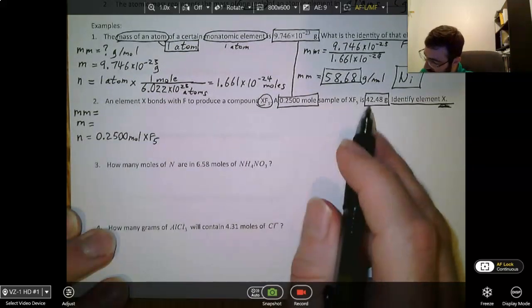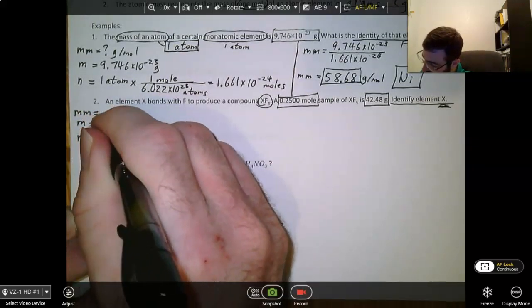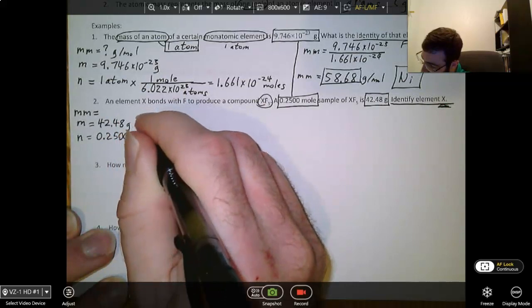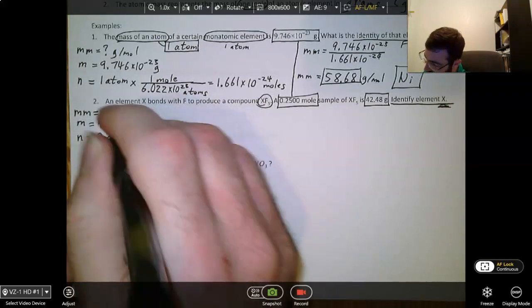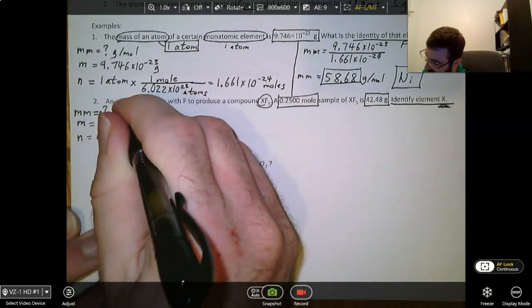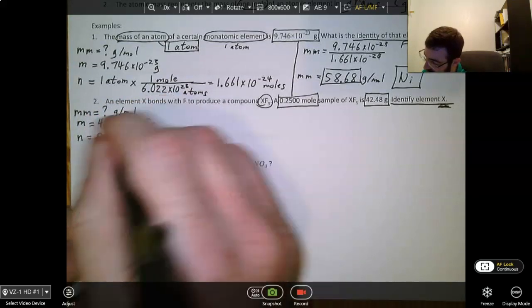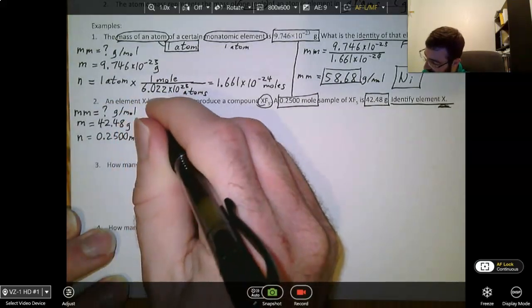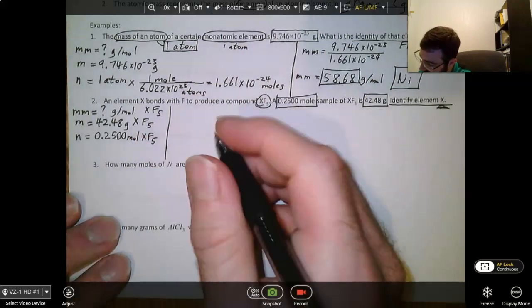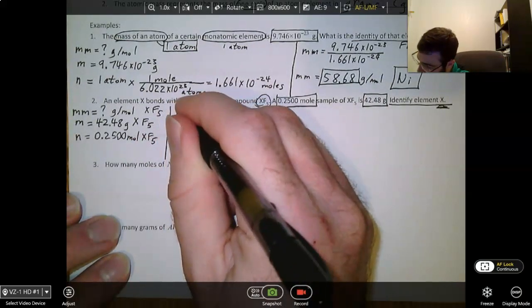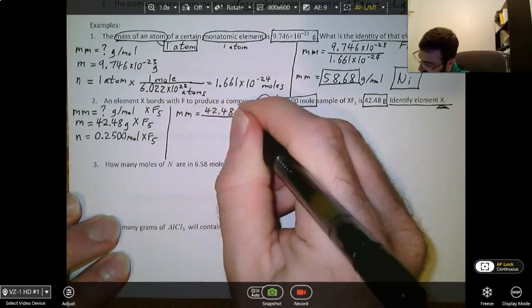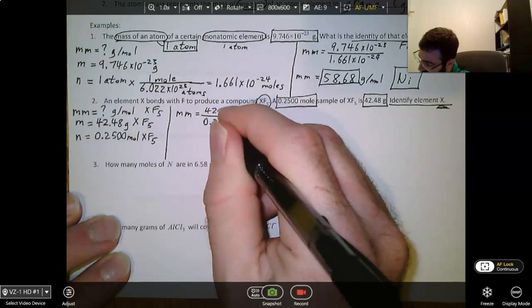Okay, the mass is 42.48 grams of XF5. And the molar mass of XF5 is what we're looking for. And don't forget this molar mass will be for XF5. All right. Let's go ahead and solve for this. Molar mass equals 42.48 over 0.2500.